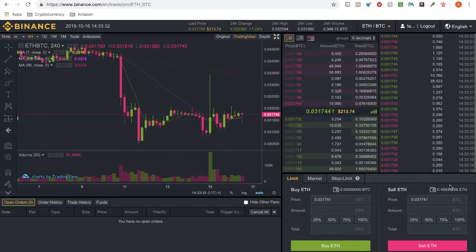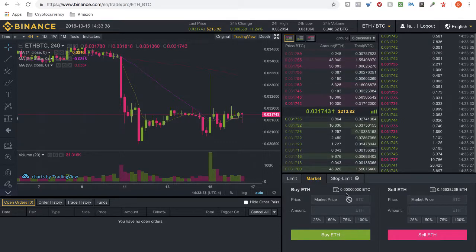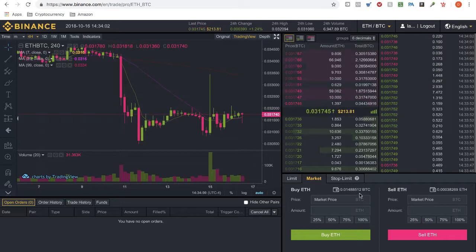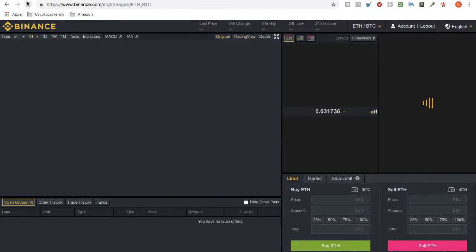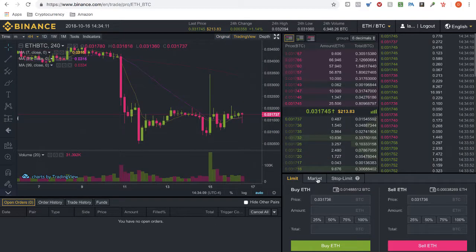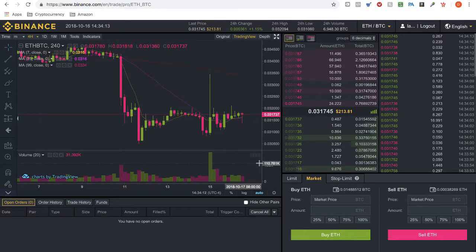For example, right now I got about a half of ETH, so I want to market sell my ETH. I'm going to hit market. I'm going to sell 100% of my ETH to Bitcoin, and I'm going to hit sell ETH. The order came out of the order book very fast, and it was created. You can tell there's no open orders, so the order has been placed, and now you will slowly but surely see this ETH become this Bitcoin. And just like that, we have market sold Ethereum into Bitcoin.